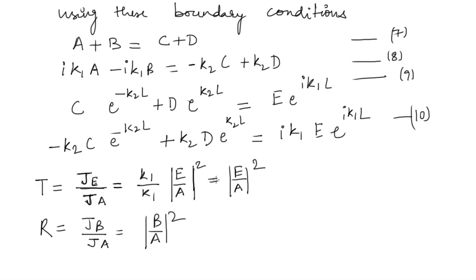Fine. Now I am interested in T. What is my transmission probability? You all know that when I took the step potential, T came out to be 0. Now, solving these four equations would be a little tedious, so I would leave this as an exercise. You just have to substitute the equations. I need E by A, so you can find it by solving these equations.